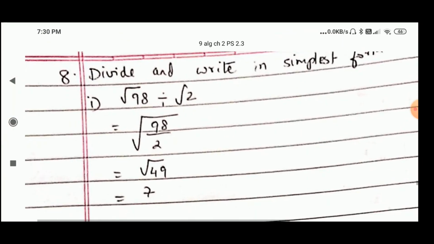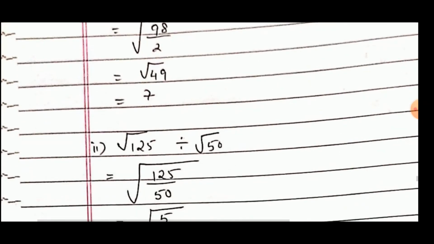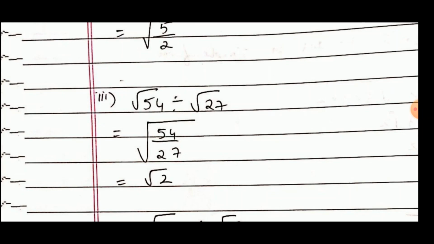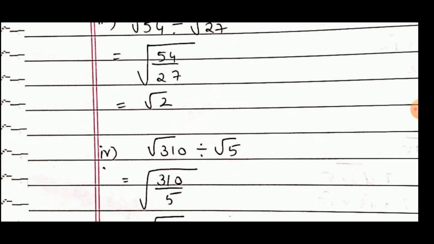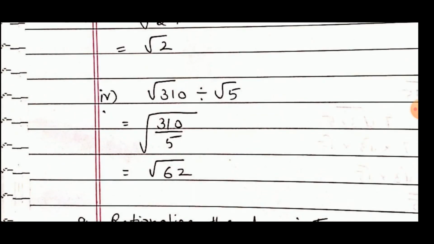Now for division, what you have to do? Just divide the radicand. Root 98 divided by root 2 is root 49, which is equal to 7. Root 125 divided by root 50 is 5 root 5 upon 2, so root 5 upon 2. Root 54 divided by root 7 is root 2. So this way you have to do. So I hope it's clear to everyone now.